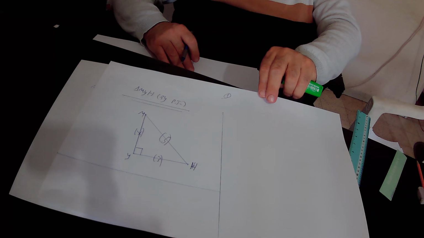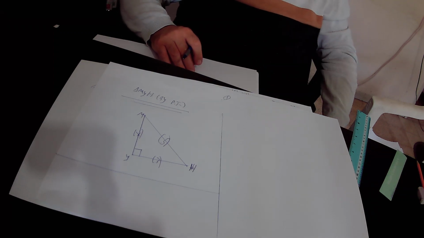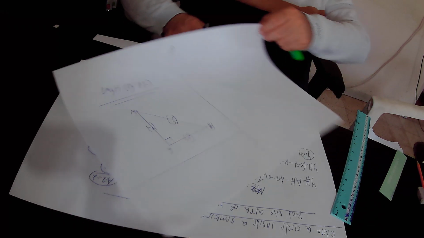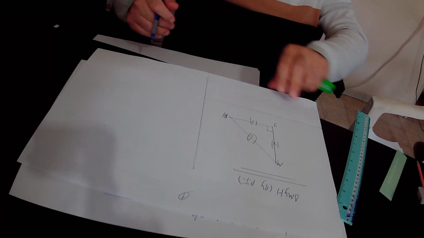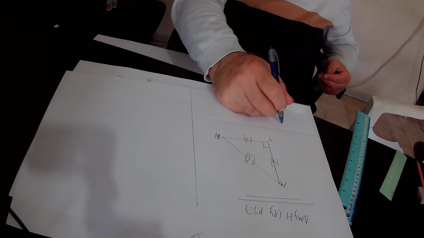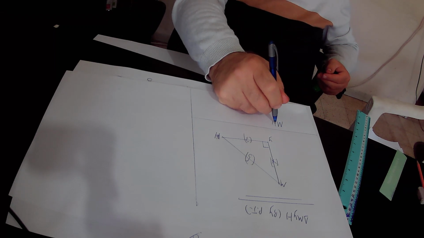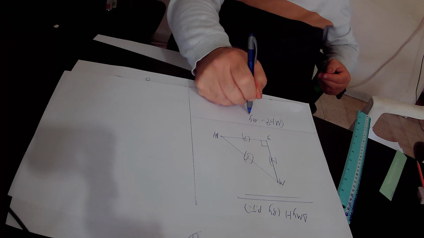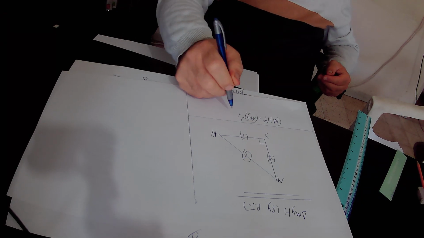This is the right triangle MYH that I copied from the original drawing. According to the Pythagoras theorem, in this right triangle MYH, MH square equals MY square plus YH square. So I write it down. MH square, that is the square of the hypotenuse, must be equal to MY square plus YH square.